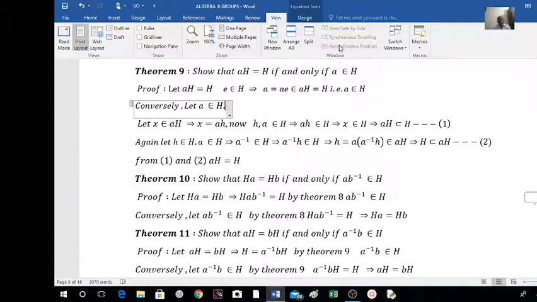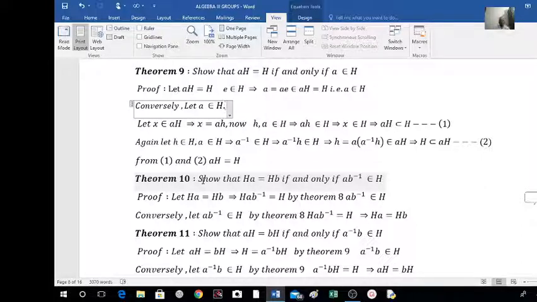So these are the two important theorems here. Theorem 8 is HA equal to H if and only if a belongs to H. Similarly, theorem 9 is AH equal to H if and only if a belongs to H. Now I will go to theorem 10: show that HA equal to HB if and only if ab inverse belongs to H.